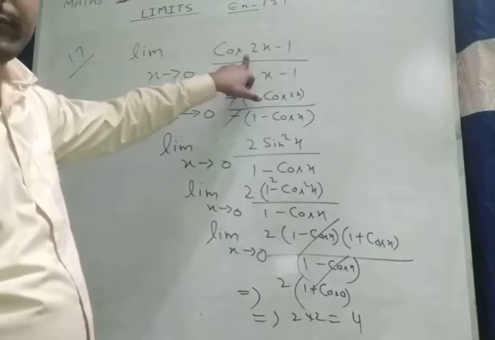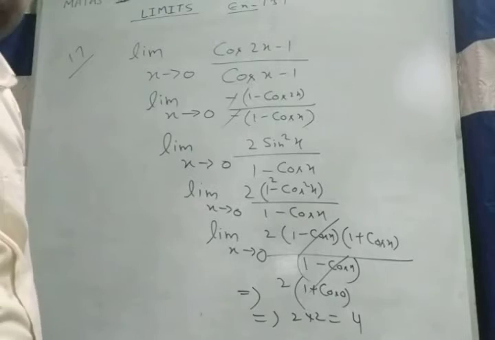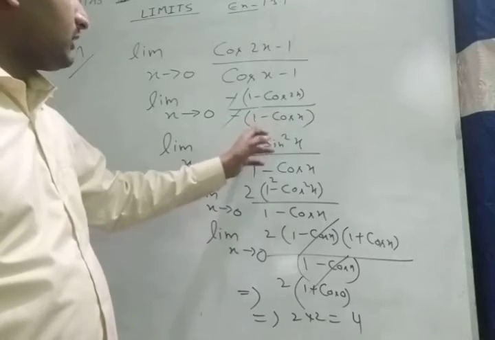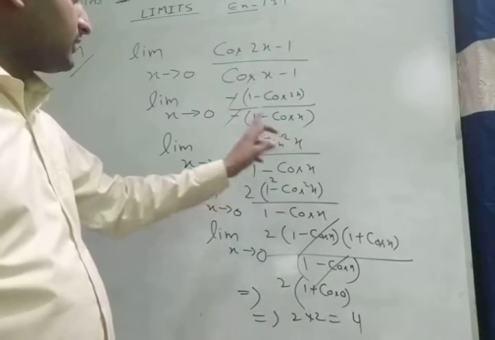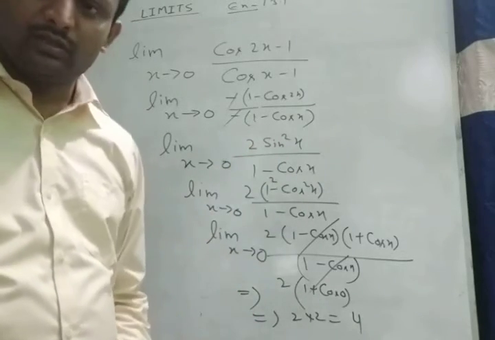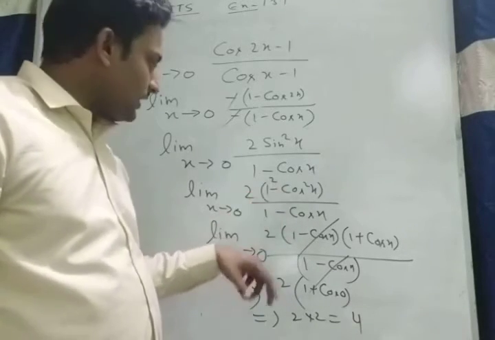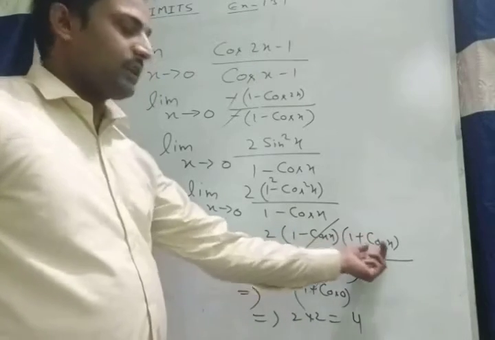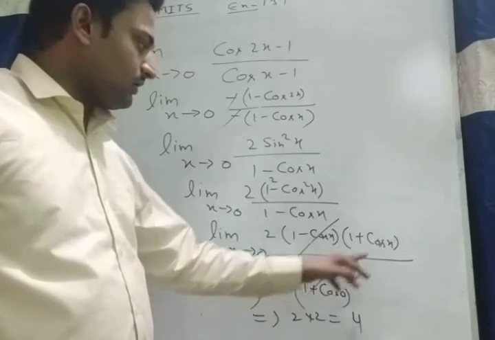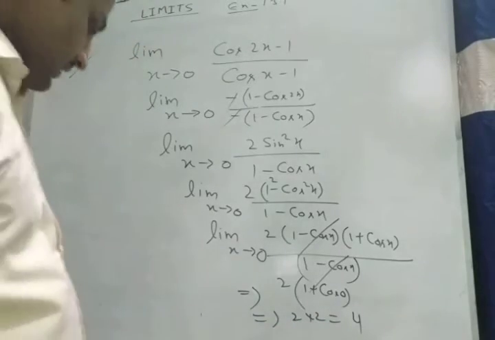First we have changed this cos 2x minus 1 upon cos x minus 1. Now this cancels, taking minus outside: 1 minus cos 2x, 1 minus cos x, 2 sin square x, and this is 1 minus cos x. Now sin square x we can write as 1 minus cos square x. Here we can write 1 square minus cos square x. Now in the first bracket a minus b, in the second bracket a plus b. Now this cancels and the remaining term is 2(1 plus cos x). Put the value of the limit as 0, so we get 2 into 2 is equal to 4. Next question.